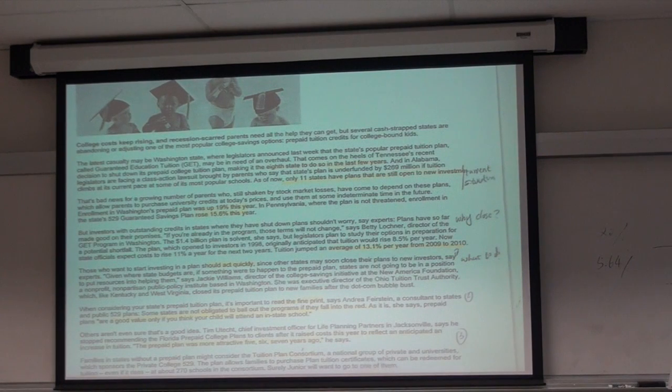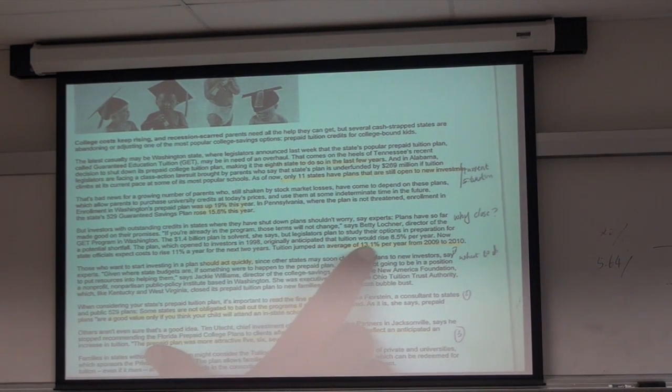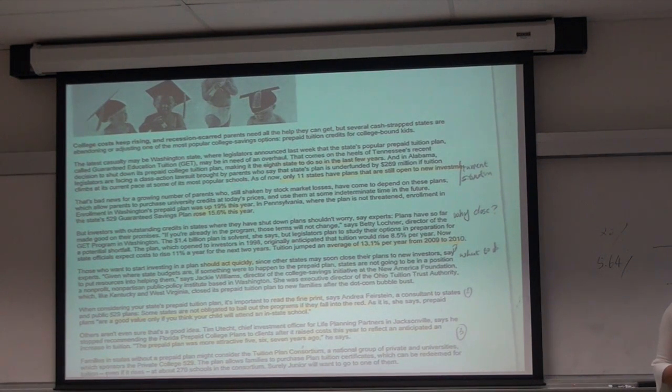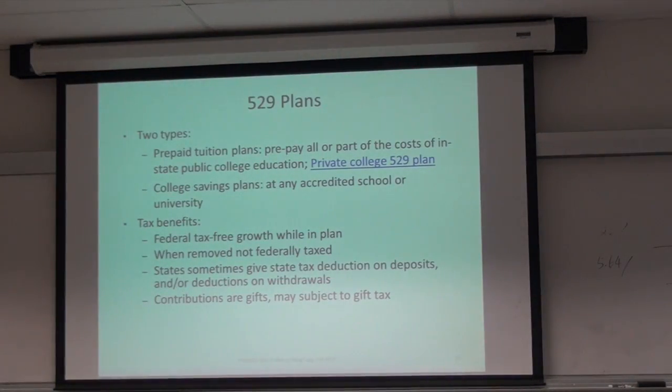This article I also posted online. Tuition jumped on average of 13%. This is not inflation adjusted. So the tuition, they explain why they're canceling that. Because the tuition is increasing too fast and government cannot cover the cost. So I know in California there's no such prepaid plans. But even if you live in California, you can buy the prepaid plans in other states.